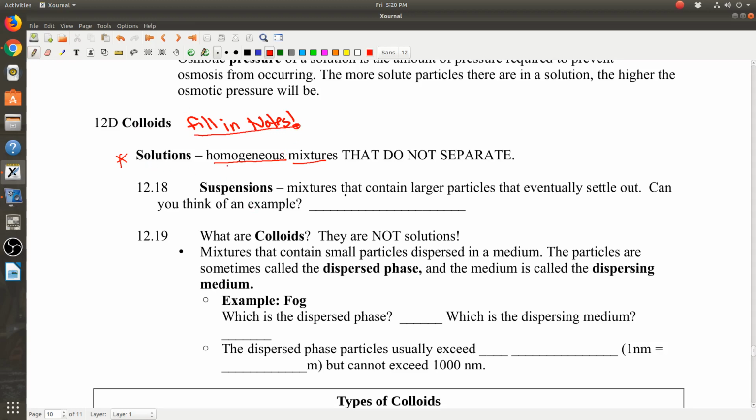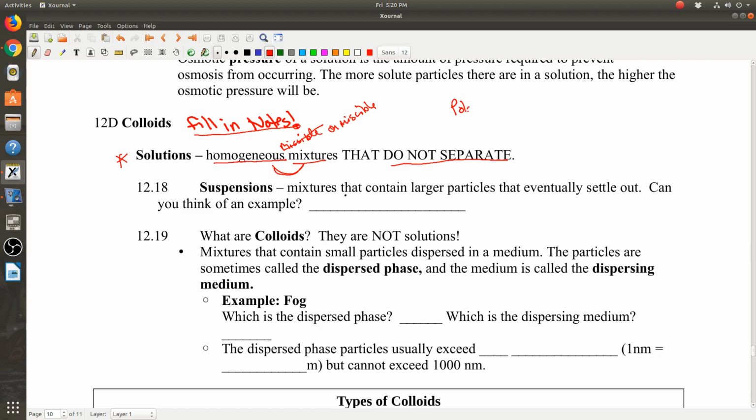So solutions are homogeneous mixtures, okay? And remember, if they're homogeneous, then they're miscible. Or is it miscible? Anyway, they're miscible. That means they do not separate. And suspensions then are okay. Oh, by the way, if they're miscible, they both have to be polar or not polar.